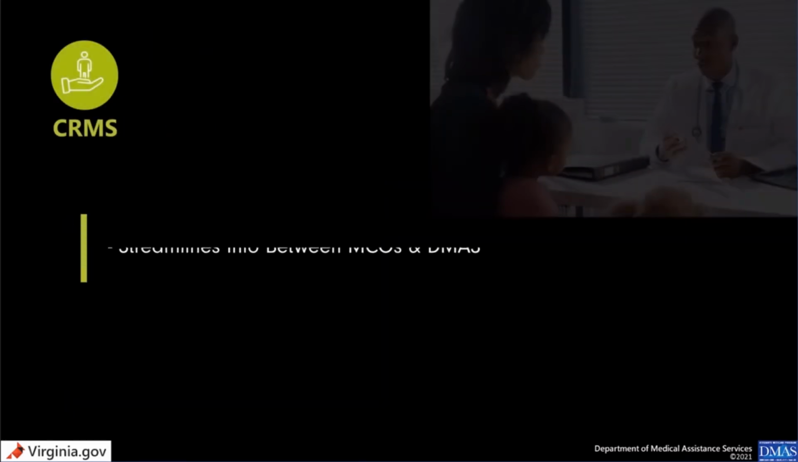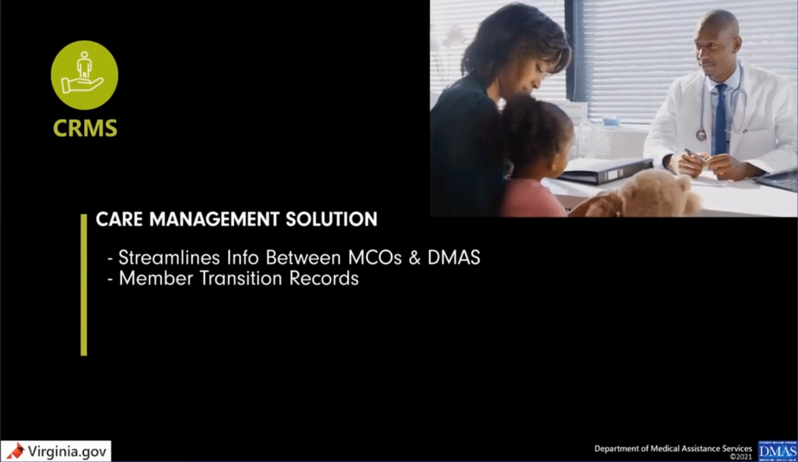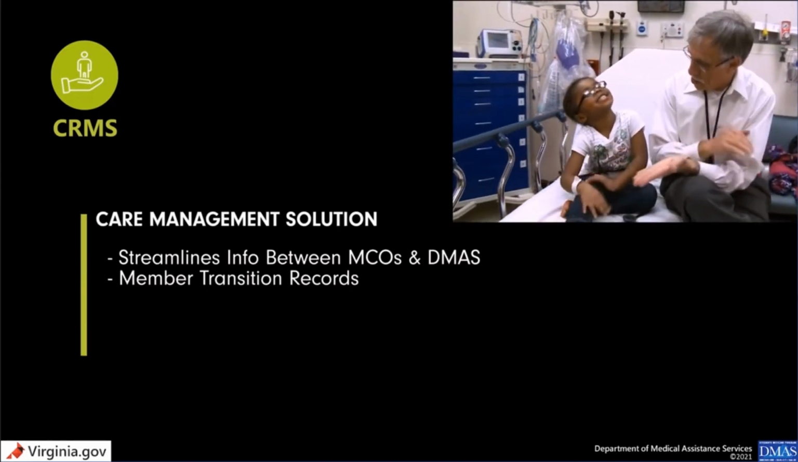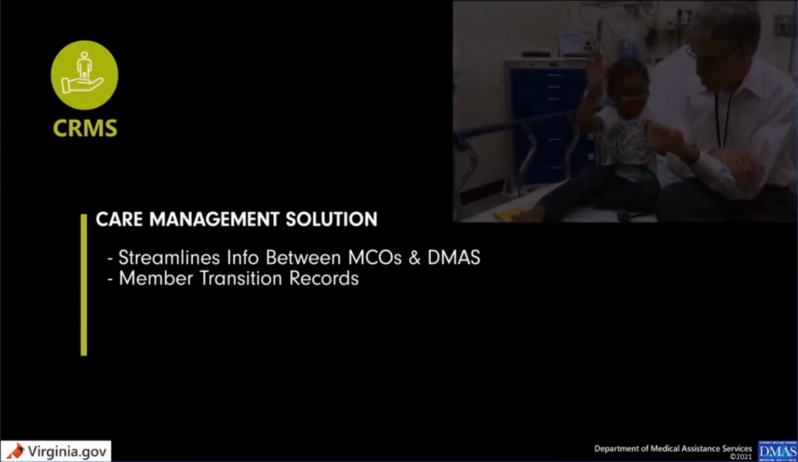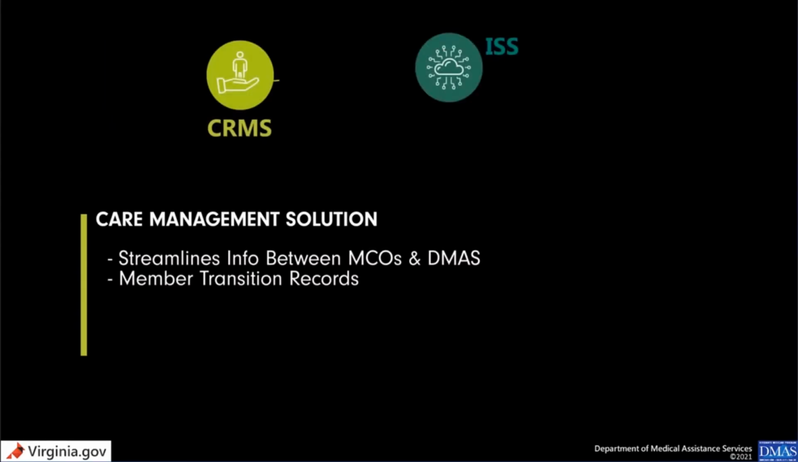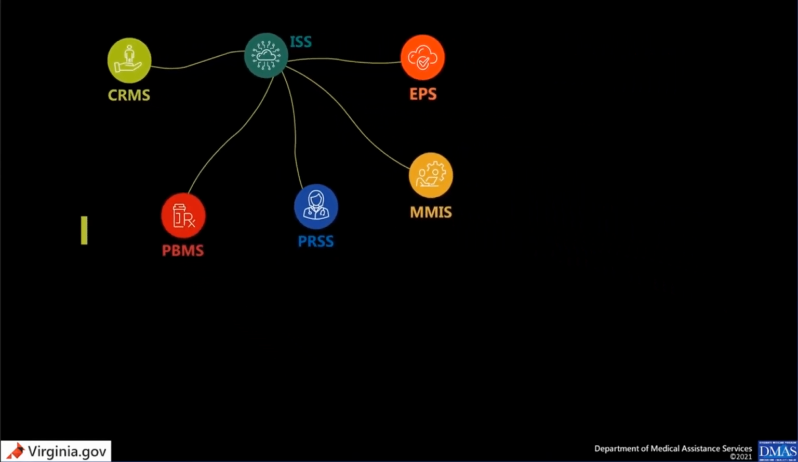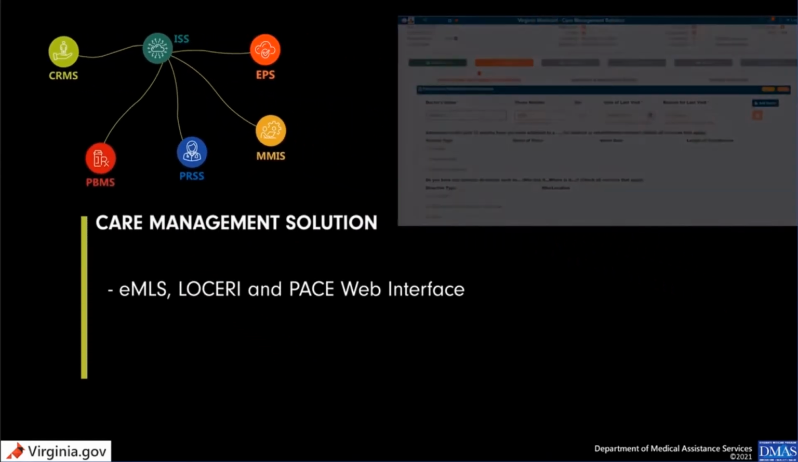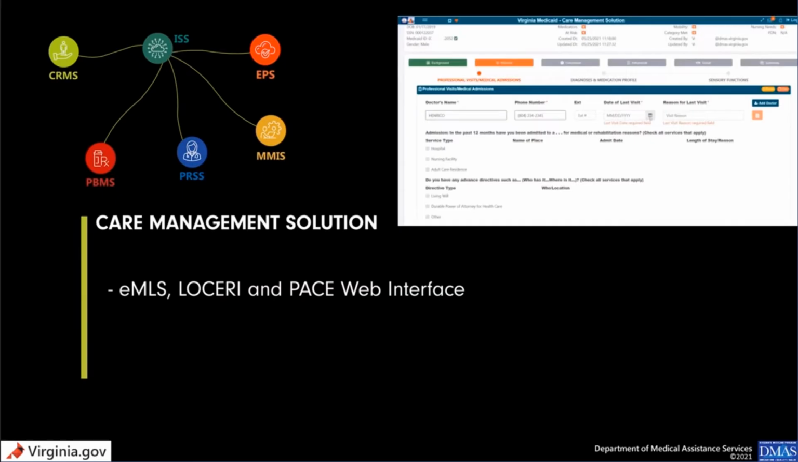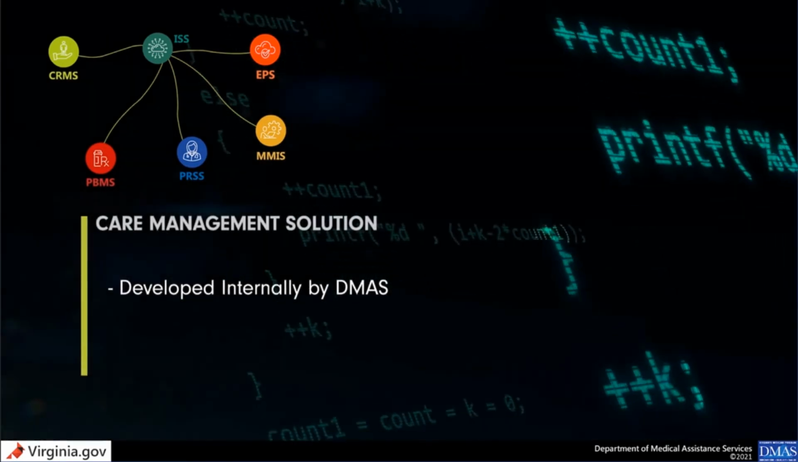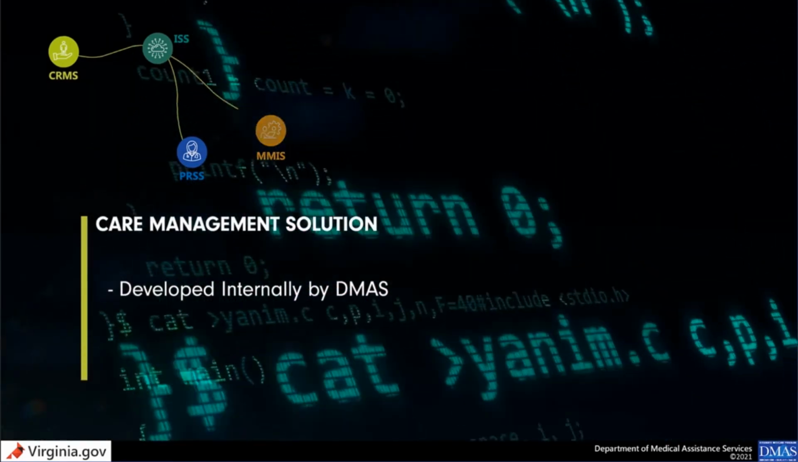Care management, called CRMS, streamlines and standardizes the information exchange among MCOs and DMAS business areas through member transition records. Access is through the MES Portal. A comprehensive set of health records are created and maintained for behavioral health and long-term care using eMLS and Locary web applications. Just like EPS, CRMS was developed internally by DMAS.